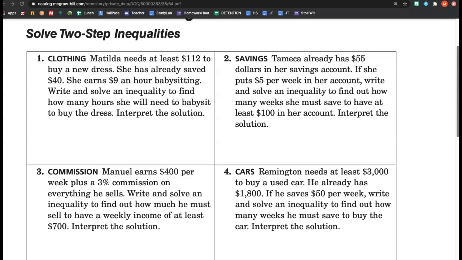Matilda needs at least $112 to buy a new dress. She has already saved $40. She earns $9 an hour babysitting. Write and solve an inequality to find how many hours she will need to babysit to buy the dress. Interpret the solution.